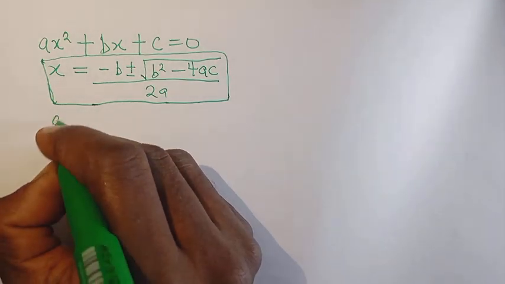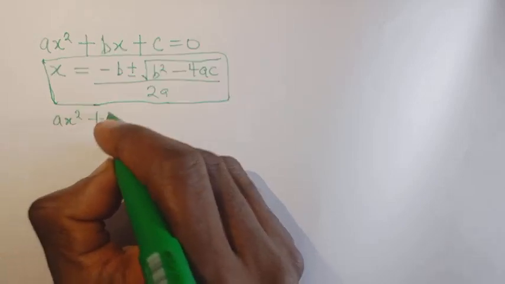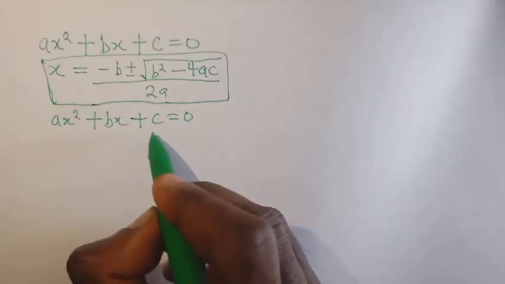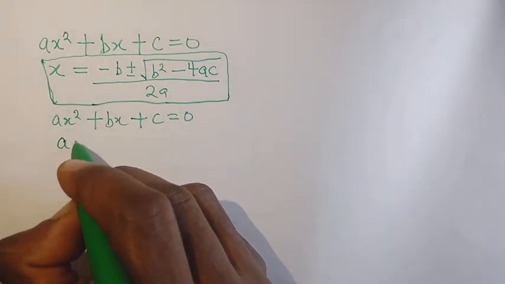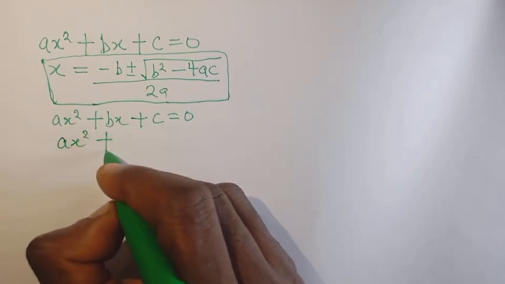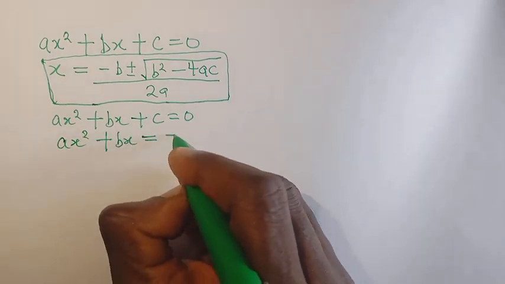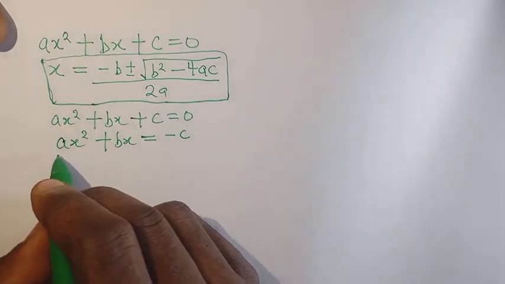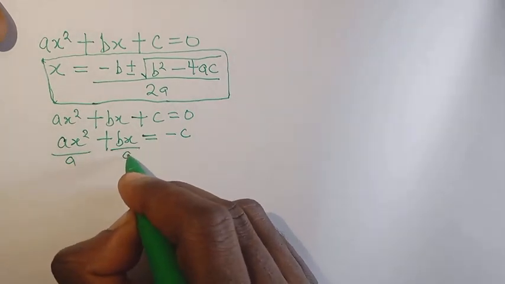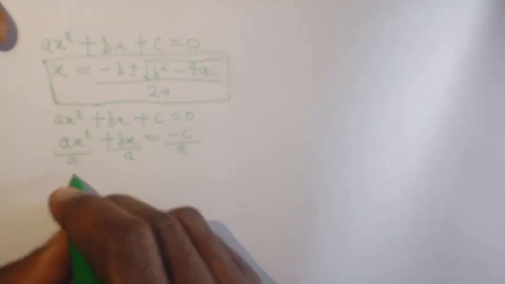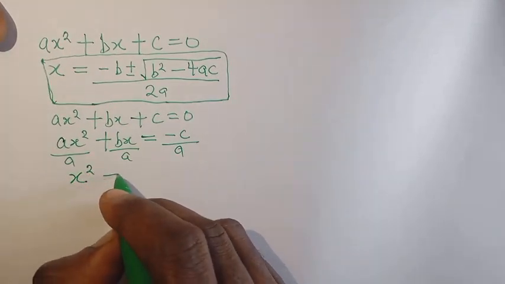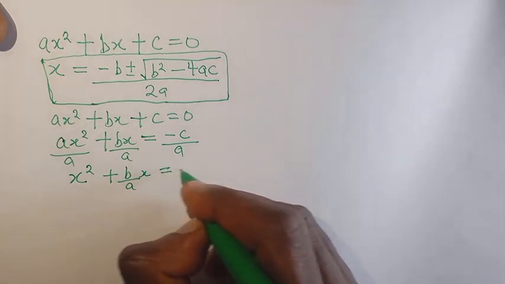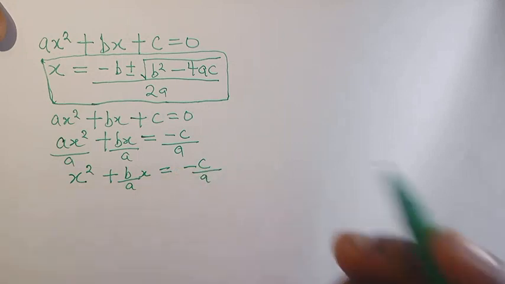So let's start. Now we're going to solve this using the completing the square method. And the first step we'll take is to move the constant term across the equality sign. So we're going to get ax squared plus bx equals minus c. Then the second step is to divide through by the coefficient of x squared, which is a. So this reduces the equation to x squared plus b over a x equals minus c over a.